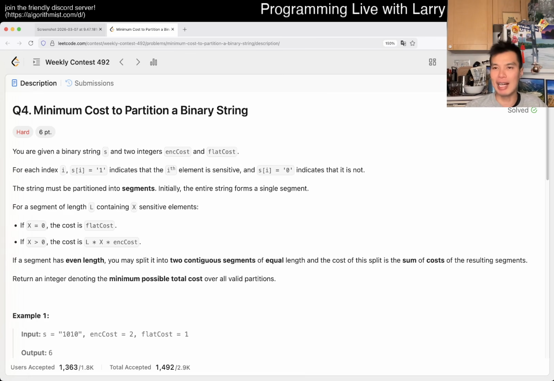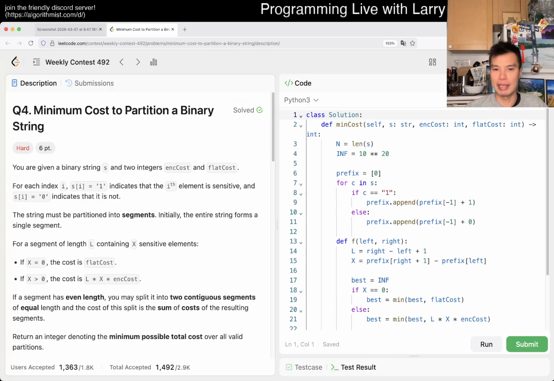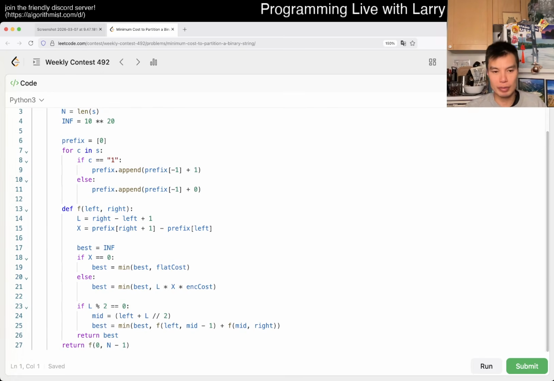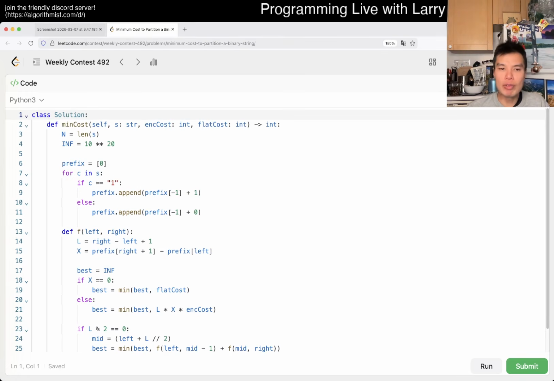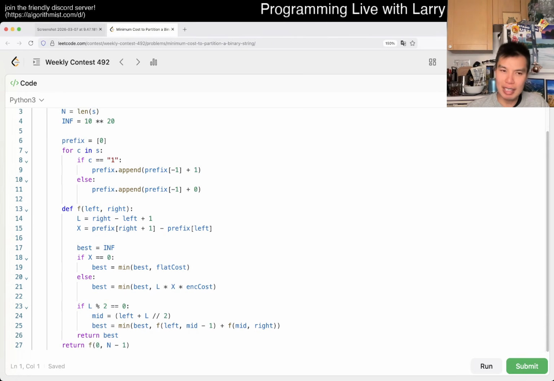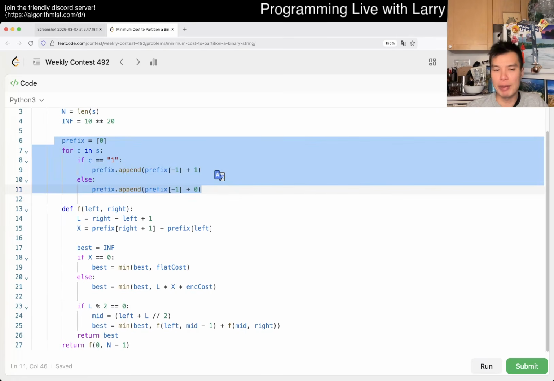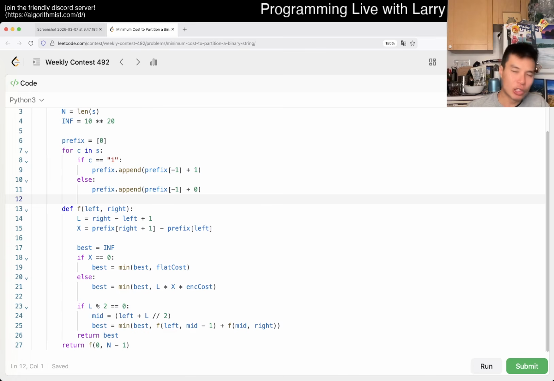But keep in mind that this is a classic divide and conquer recurrence. Here we have it. Let's ignore the prefix sum for now so we can play around. This is strictly a divide and conquer problem. We have the left and the right. We figure out the L. L is given by the problem. It is also the length.